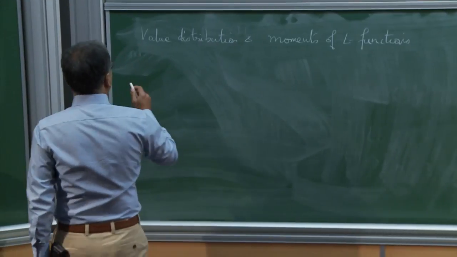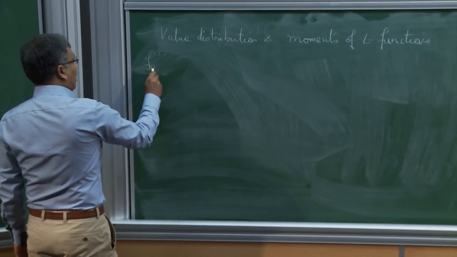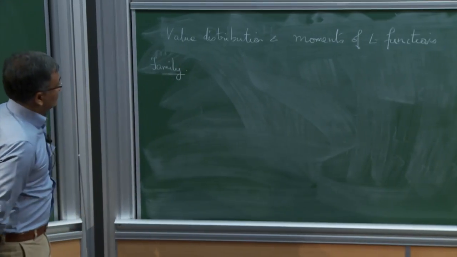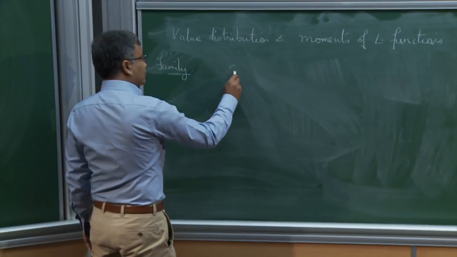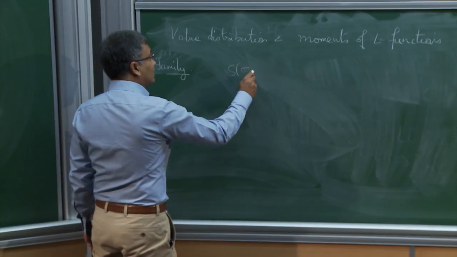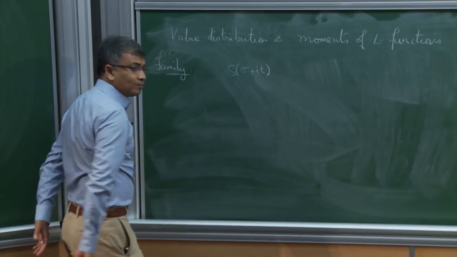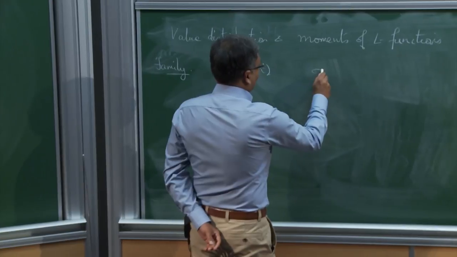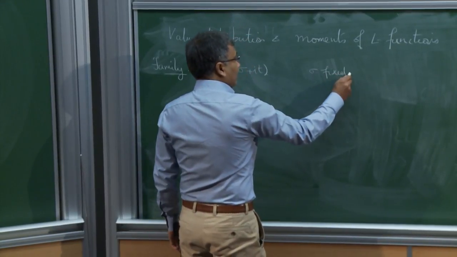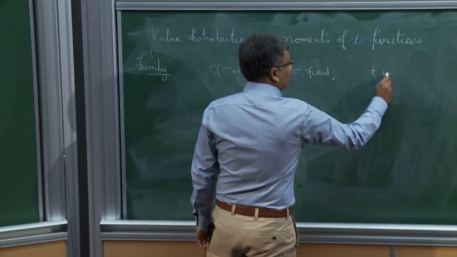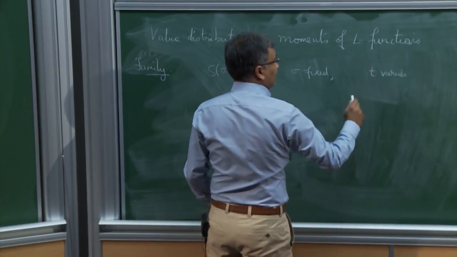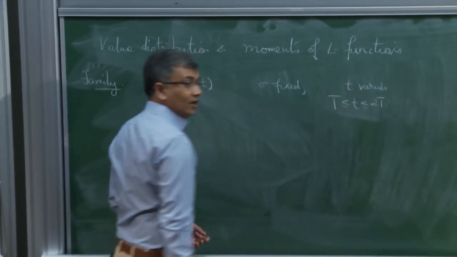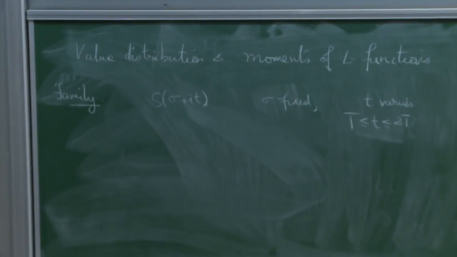So I had some notion of a family of L functions, and this might mean things like looking at the values of, say, the Riemann zeta function, zeta of sigma plus it, where sigma is some fixed number and t varies and is large. Say, let's say t lies between capital T and twice capital T. And then you can ask for the distribution of values of this object.